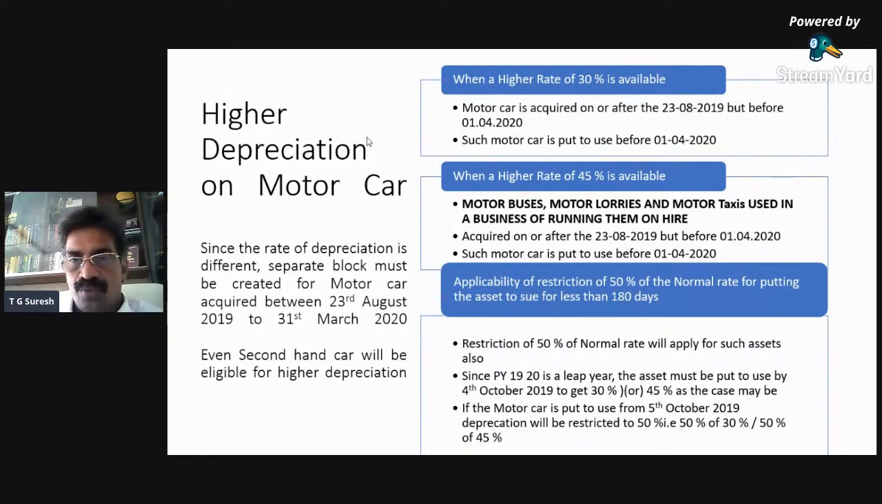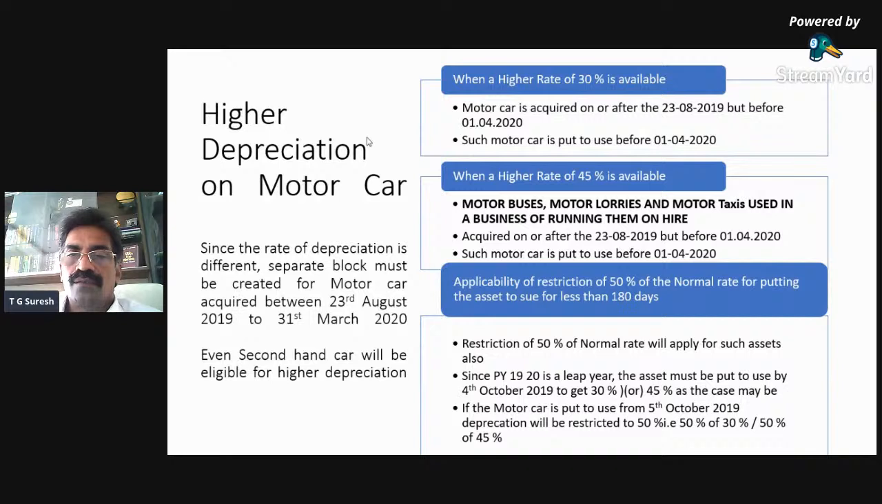So that's a very important point. If you buy on 23rd August 2019, then as against the 15% rate, you will get 30%. It's a very important note. To come under a particular block, you should understand the block of assets concept. Under the block system, in order to be brought into a particular block, the assets should belong to the same class of assets. It must be eligible for the same rate of depreciation.